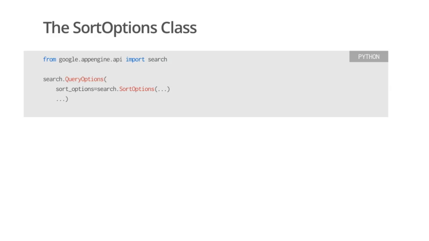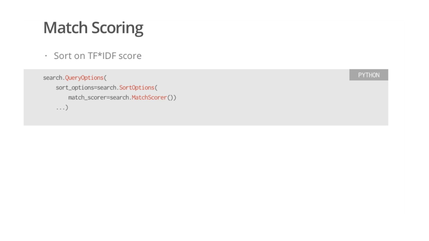The SortOptions class provides the basis for defining query result sort orders. A SortOptions object, once defined, is used as the SortOptions parameter of a query options constructor. A SortOptions object can be configured in a number of different ways. Let's take a look first at the MatchScorer class. It is used to sort documents in descending order, using a score based on term frequency by inverted document frequency. This sort is used by the example app when the user selects relevance from the query sort menu in the UI. To use match scoring, a MatchScorer object is passed as the MatchScorer parameter of the SortOptions constructor.